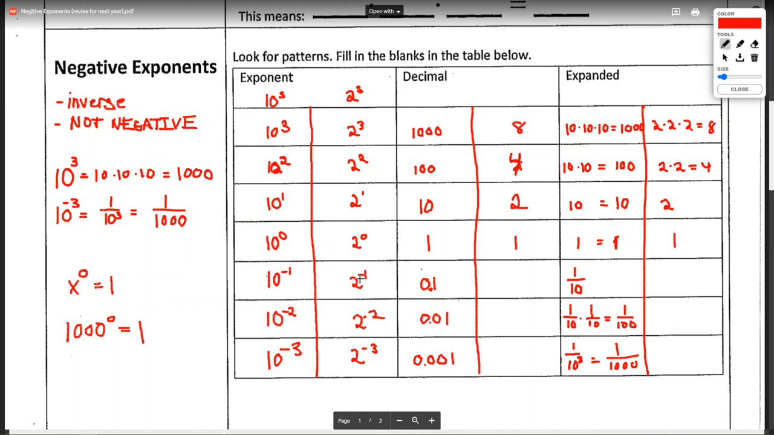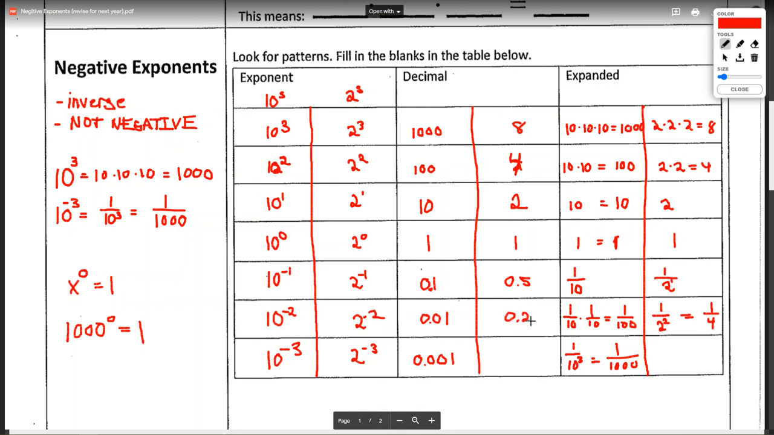Okay? Now 2 to the negative first power. Now what we're going to do is take it and put it in the bottom. 2 in the bottom, that's 1/2. What's 1/2 as a decimal? 0.5. Okay? 2 to the negative second, it goes in the bottom and becomes positive. Once we move it to the bottom, it's a positive number. It loses the inverse because we've done the inverse. And 1 over 2 squared is 4, 1/4.